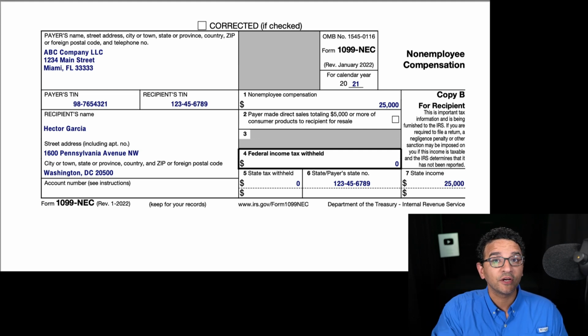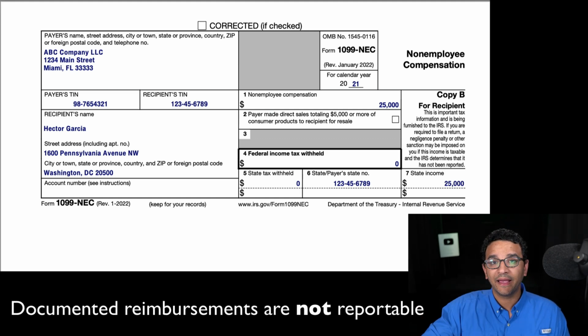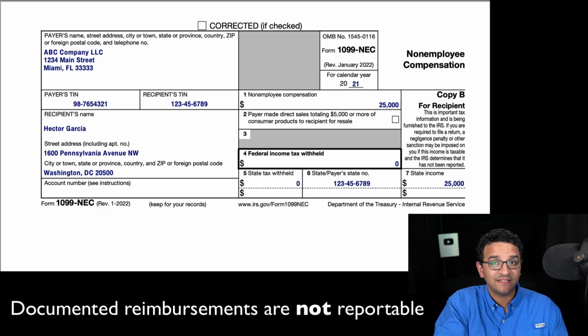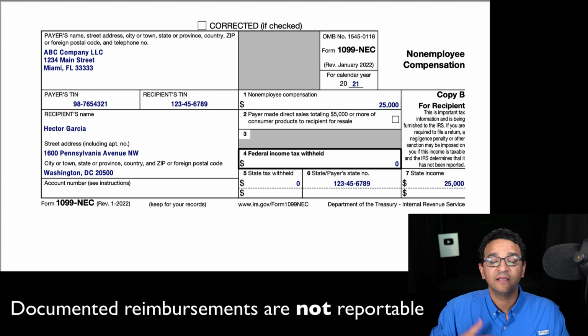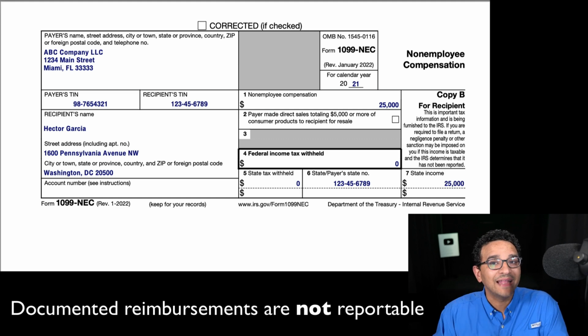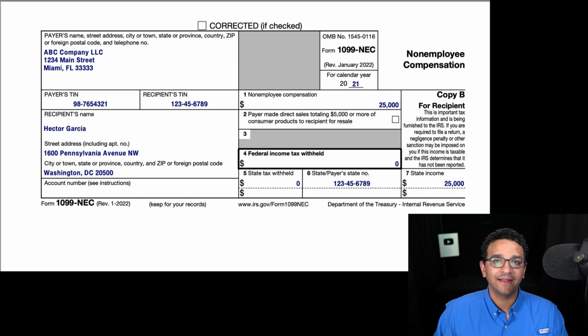Also, if you're reimbursing someone, that means they're making expenditures on behalf of the business, and they give you the receipt for that expenditure, and you're paying them in exchange, and you have that receipt to prove that that particular payment was not services or compensation, then that is not included in the 1099-NEC.